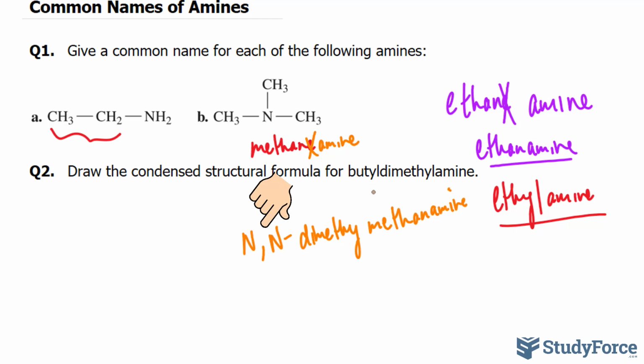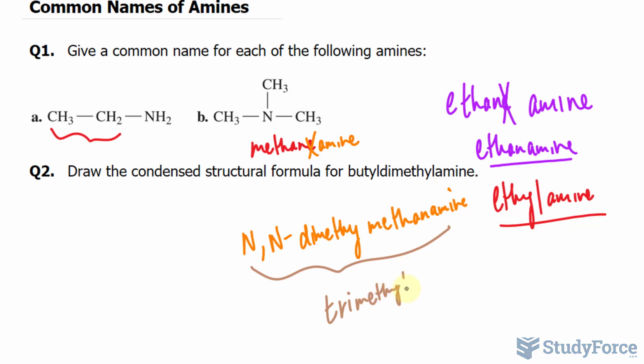In addition, these 2 N's side by side suggest that the methyl substituents are bonded directly to the nitrogen. Now, as you can see, this is pretty long, and there has to be a better way to describe this molecule, and there is. Rather than this big name, we commonly refer to this as trimethylamine. So trimethylamine. A lot easier to say and read.